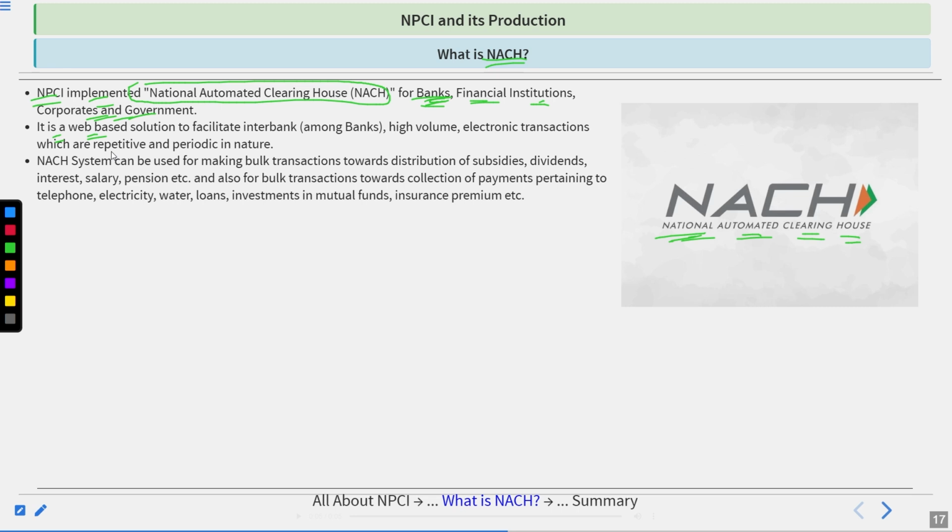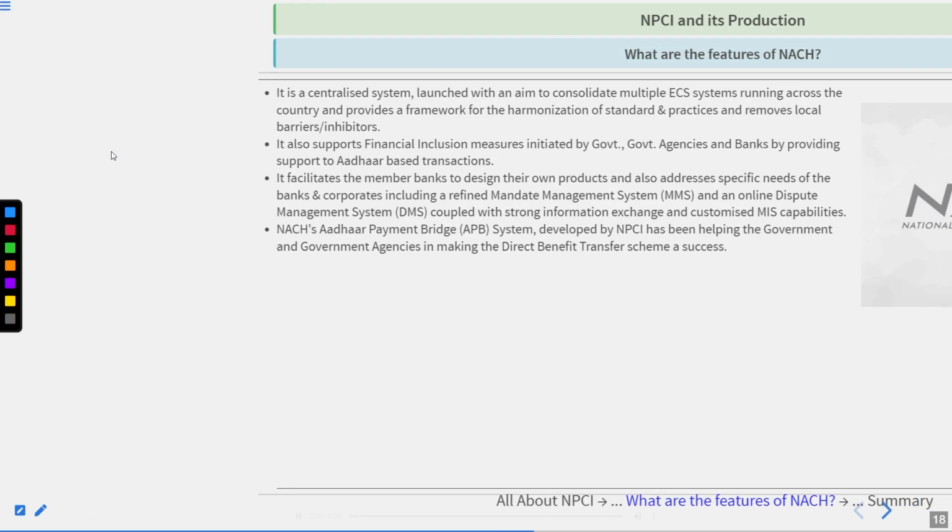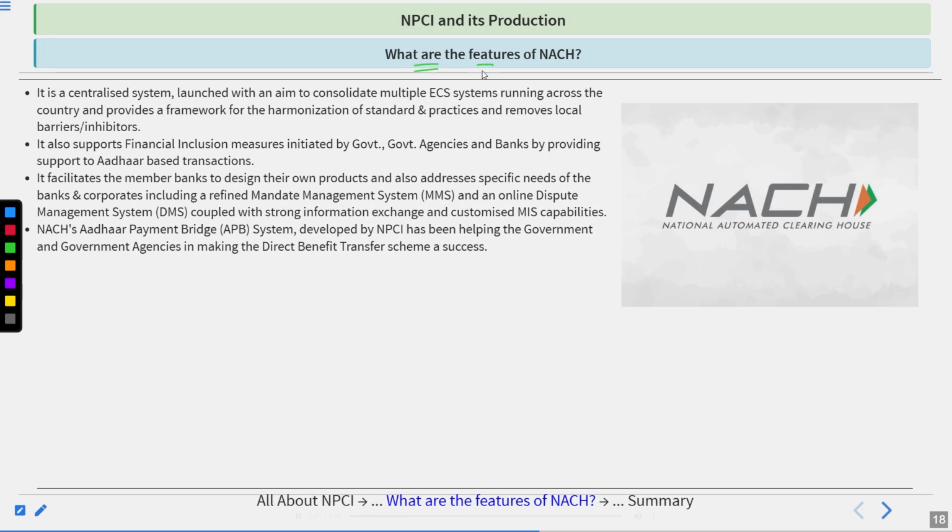also for bulk transaction towards the collection of payments pertaining to telephone, electricity, water, loans, investments in mutual funds, insurance premium, etc. What are the features of NACH?